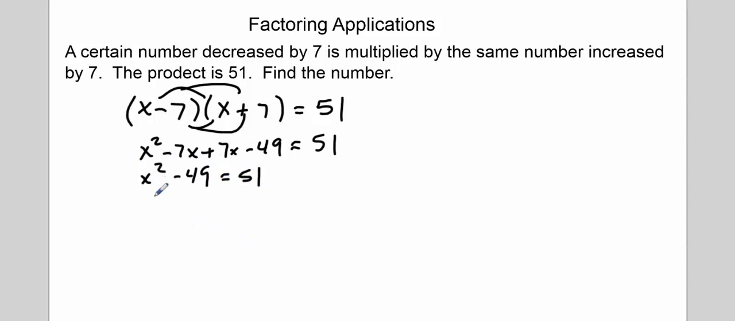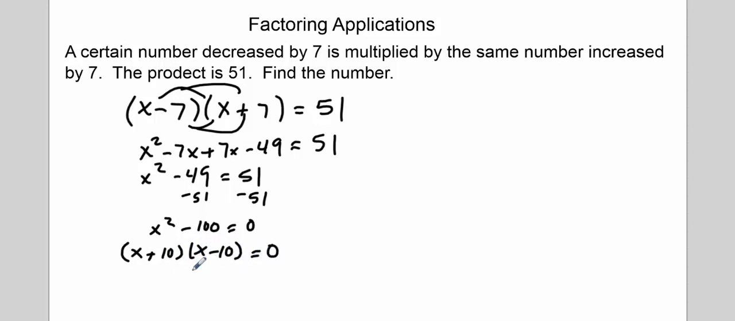Since there's an x squared in the problem, we're going to set it equal to 0. So we'll subtract 51 from both sides. We have x squared minus 100 is equal to 0. You'll notice we have perfect squares here, so this factors into x plus 10 and x minus 10.